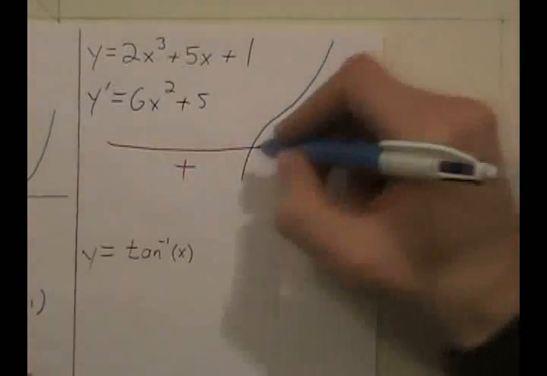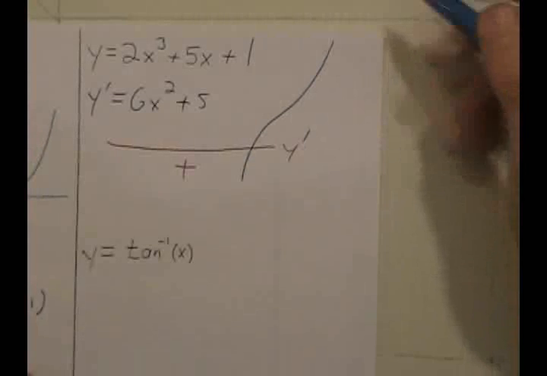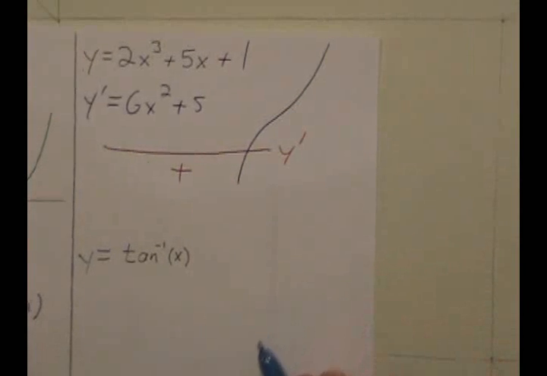All right, something that's always on the increase. It never flattens out. It never comes back down. It's always an increasing function. But this is what it looks like. And that's it. That's all we get from doing the first derivative.